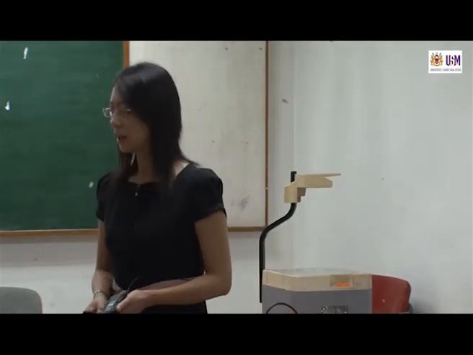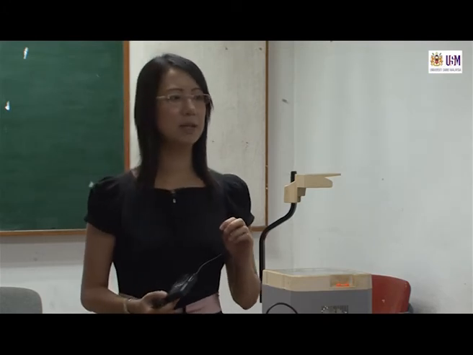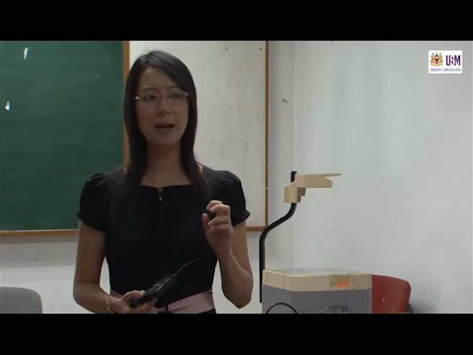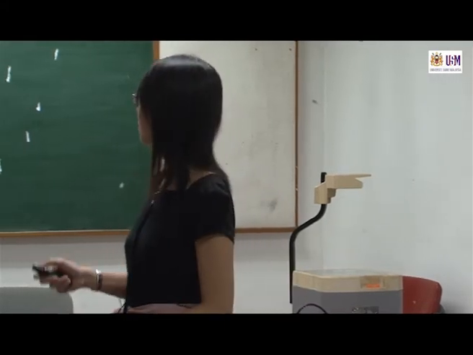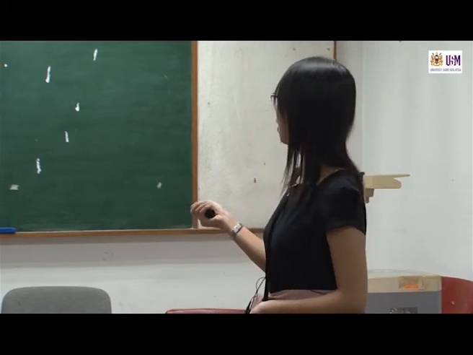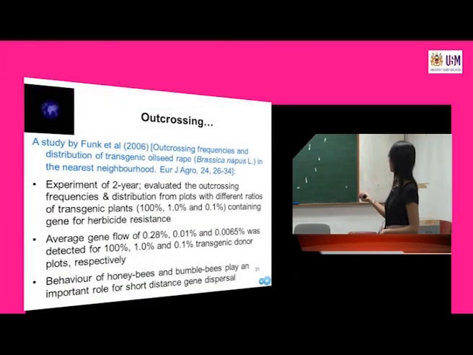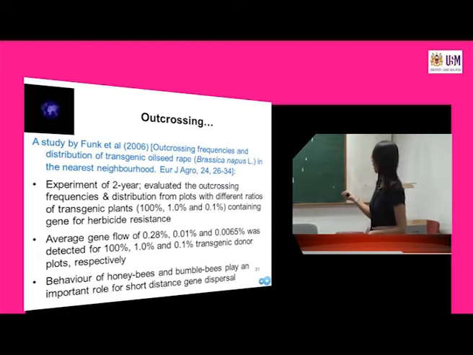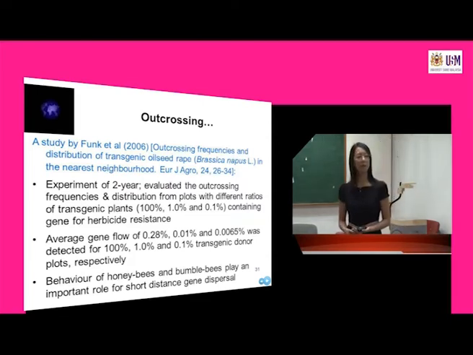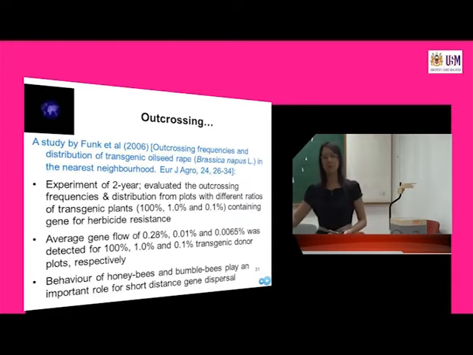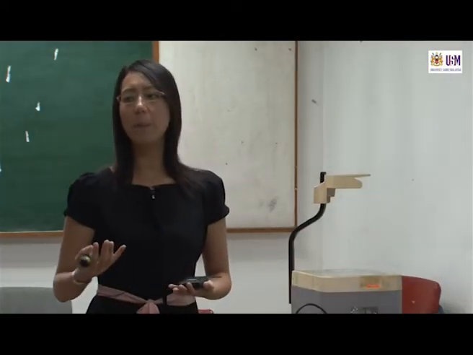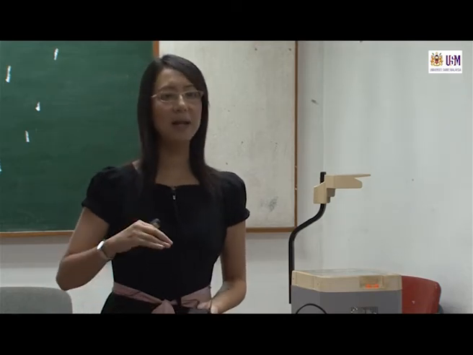Now what they did was an experiment over two years. They wanted to see what happens to the outcrossing of genetically modified plants at different percentages. So they had plots with different ratios of transgenic plants. We have plants that are planted 100% transgenic for herbicide resistance. Then there's another plot which contains only 1% of the transgenic plant, and another plot which contains only 0.1% of the transgenic plant. So what happens to the flow of the transgene? What happens to the outcrossing of the transgene? Obviously, it's pretty much expected: the more transgenic plants you have, the higher the gene flow.